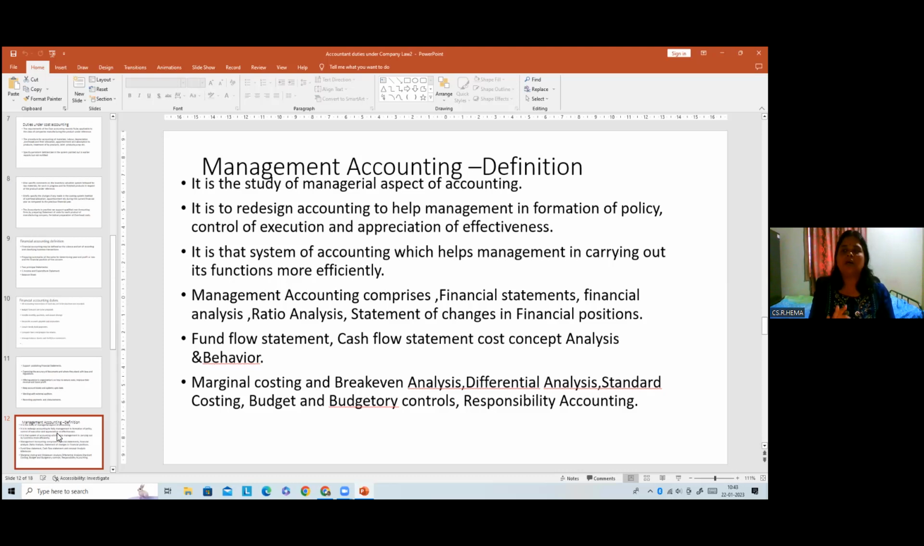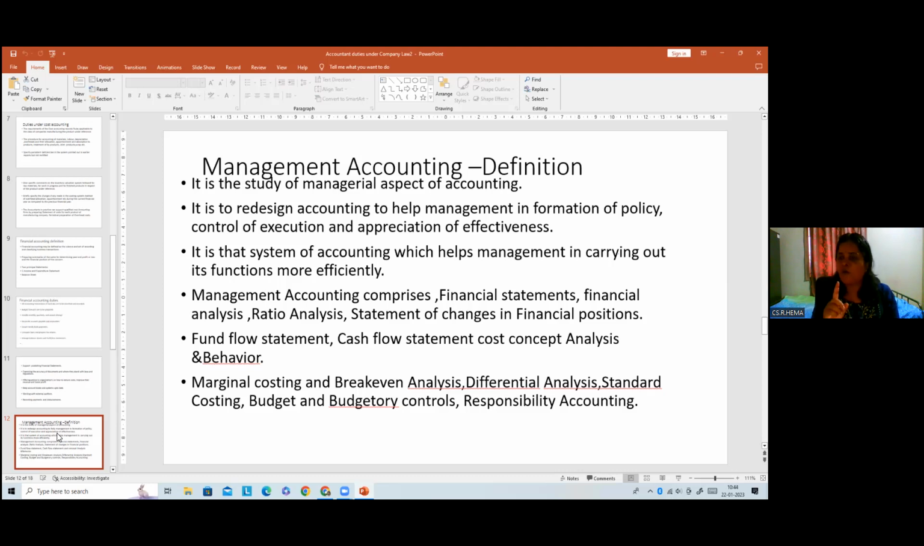So the third accounting which we have to know under company law is management accounting. It's a very complicated accounting that is very helpful to us to go to the next step of our accountant level. If we know this management accounting, we can go for the next level under accountancy services. It is the study of the managerial aspect of accounting. It is redesigned accounting to help management in formation of the policy, control of execution, and appreciation of effectiveness. All are complicated words used in the Companies Act, but you should know what is under management accounting. This word, if coined, what we have to study under management accounting.